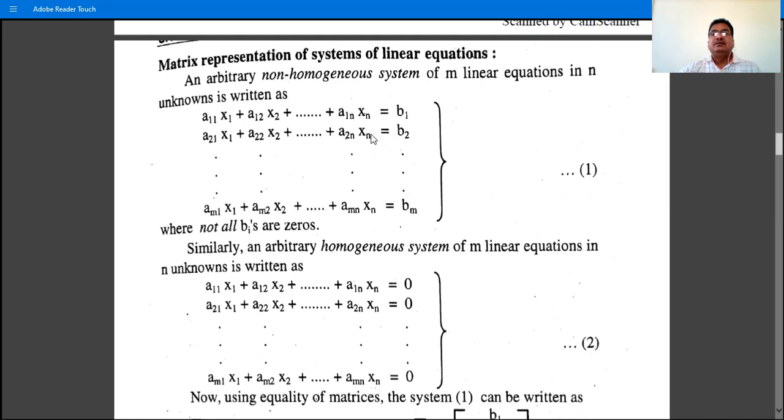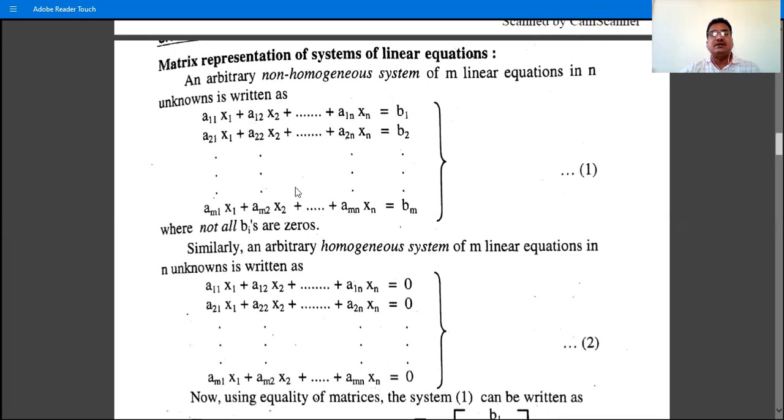So this is the linear equation. All these are linear equations because the powers of these unknowns are 1. Power of x1 is 1, power of x2 is 1. The notations for unknowns are x1, x2, xn, or we can use the notation x, y, z, w for unknowns, and the constants are denoted here by a11, a12, a1n, a21, a22, a2n.